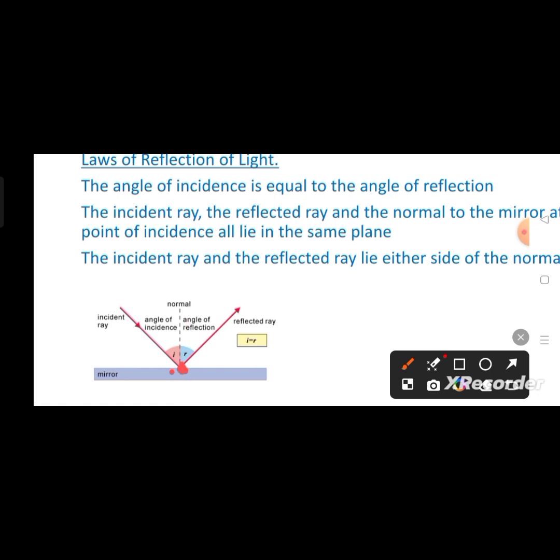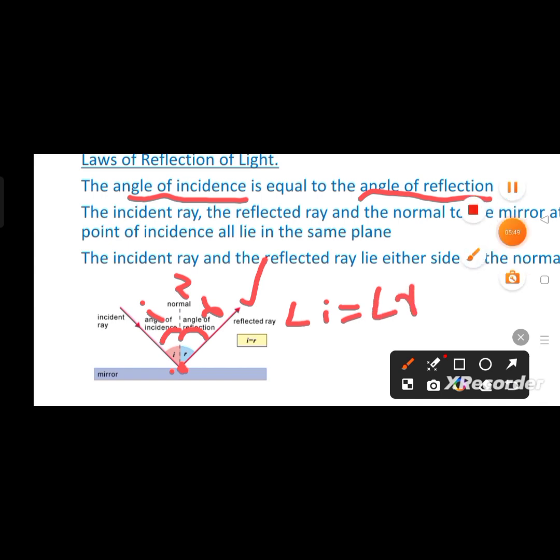So what do you mean by angle of incidence? The angle between the incident ray and the normal. The name itself says angle of incidence. So the angle between incident ray and normal is called angle of incidence. Then what will be angle of reflection? The angle between reflected ray and normal is called angle of reflection. These two will always be equal. That is telling angle i is equal to angle r. This is another law of reflection. So these two are the important laws of reflection of light.